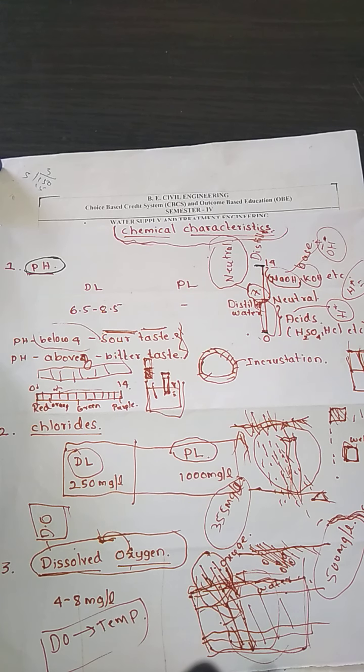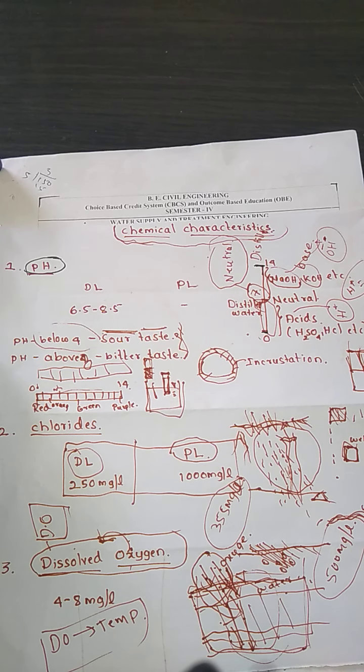And pH is a very important factor. I have told you how we are going to measure pH. In the field we measure it by litmus paper, and in a lab we measure it by the conductometric method. Then chloride, the desirable limit is 250 mg per liter and the permissible limit is 1000 mg per liter. This we determine using silver nitrate, by the titration procedure.